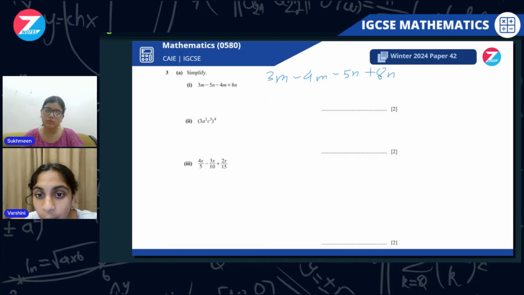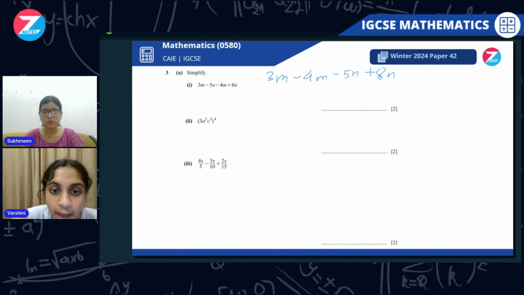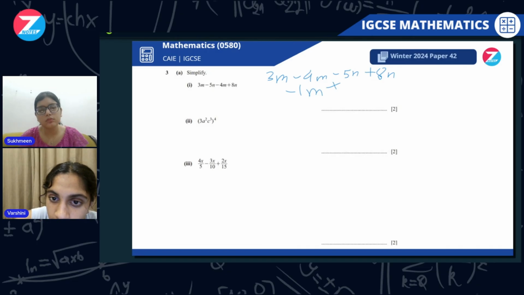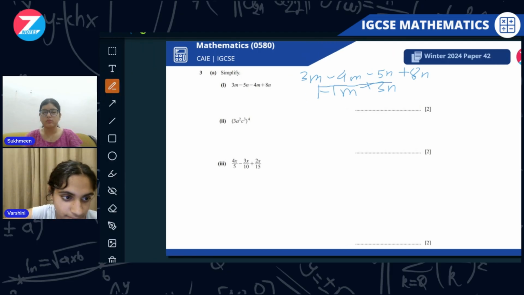Okay, now all we need to do is put the m's together. So we know 3m minus 4m, since they're the same term, we can directly subtract these, and 3 minus 4 is minus 1. So we'll get minus 1m. And over here we know minus 5n and plus 8n are the same terms. So all we have to do is add 8 to minus 5, which is 8 minus 5, which is 3. So it'll be plus 3n. And this will be our answer. Just going to box this. Oh wait, my bad.